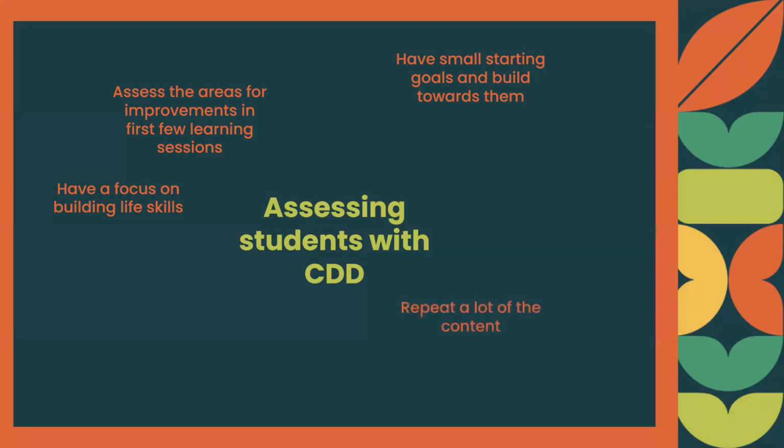Also, repeat a lot of content. I find that a lot of the time I need to revisit certain things because maybe the student has forgotten them, or because it's been such a long time they've forgotten how to work things out. It's also about not assuming that just because they get it right one time, they will repeatedly get it right. So be 100% certain that your student understands and then move on.